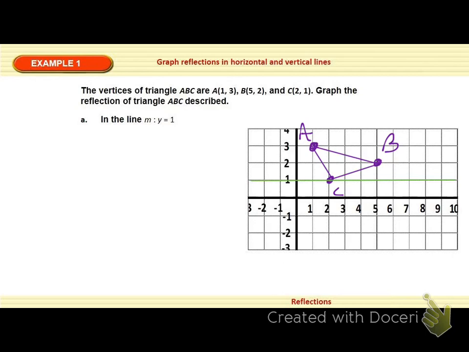So for A, it's 2 units away from the line. 1, 2. So then we want to go 2 units in the other direction from the line to get A prime. 1, 2 puts A prime right there. B is 1 unit away, so go 1 unit away in the other direction and you get B prime. C is actually on the line, so its distance is 0. That means C prime is going to be right where C is. And then you've got your reflected triangle. Okay?